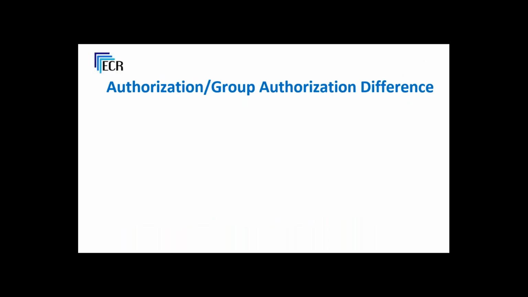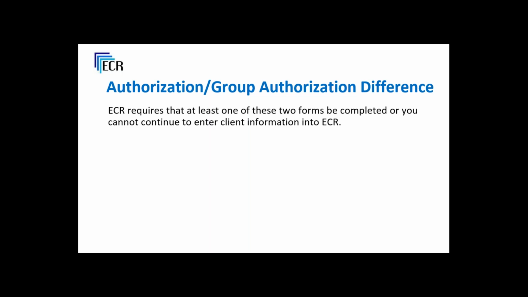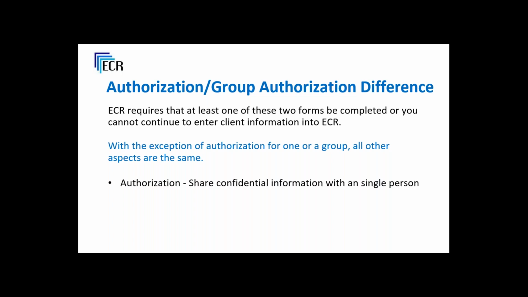Authorization, group authorization, the difference. ECR requires that at least one of these two forms be completed, or you cannot continue to enter the client information into ECR. With the exception of the authorization for one or a group, all other aspects of those two forms are the same. Authorization: share confidential information with a single person. Group authorization: share confidential information with a group, also called a team.